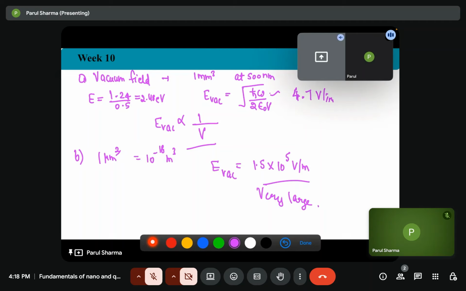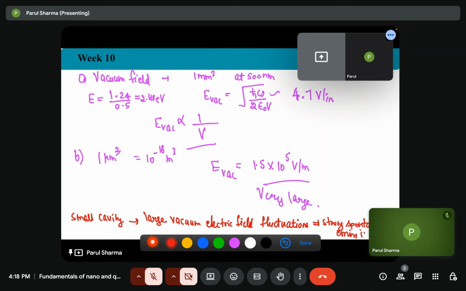So we can conclude that a small cavity will give you large vacuum electric field fluctuations. That implies strong spontaneous emission, which implies if the spontaneous emission is strong, then the fluorescence lifetime becomes very small.